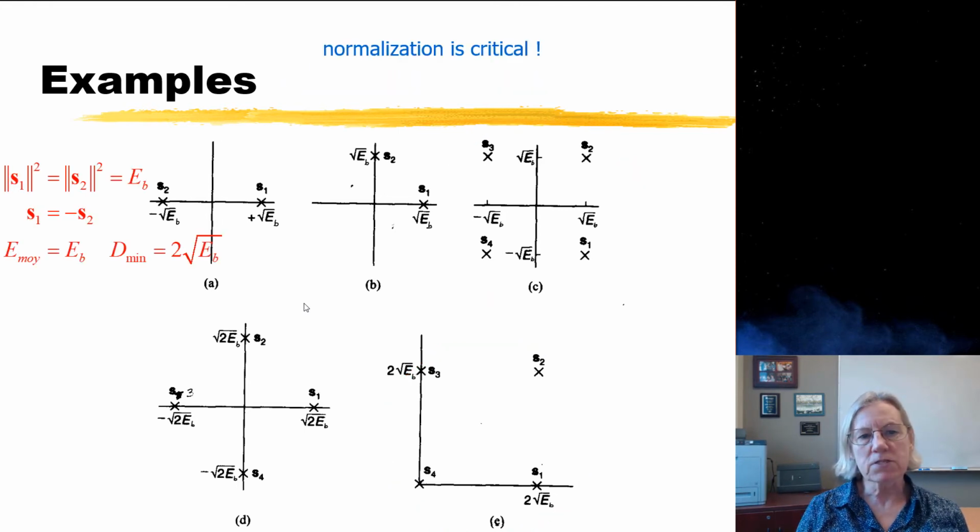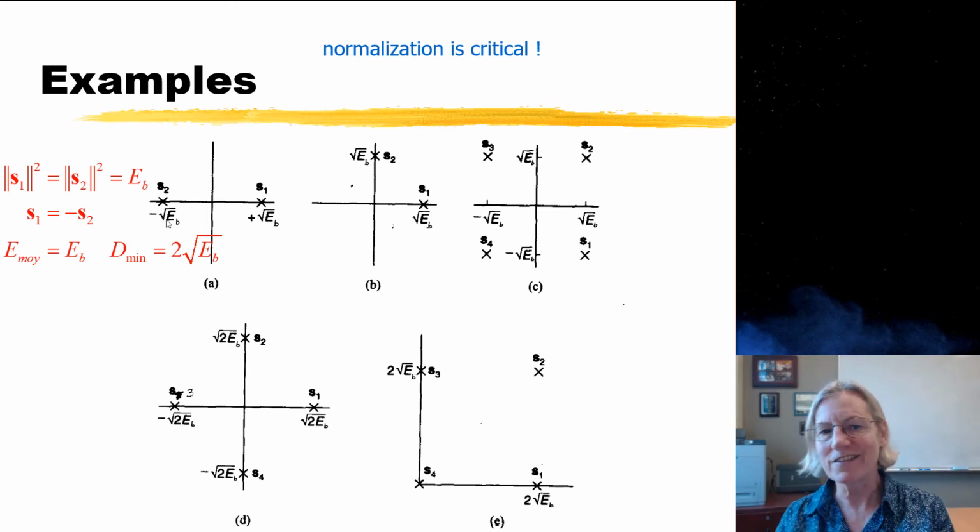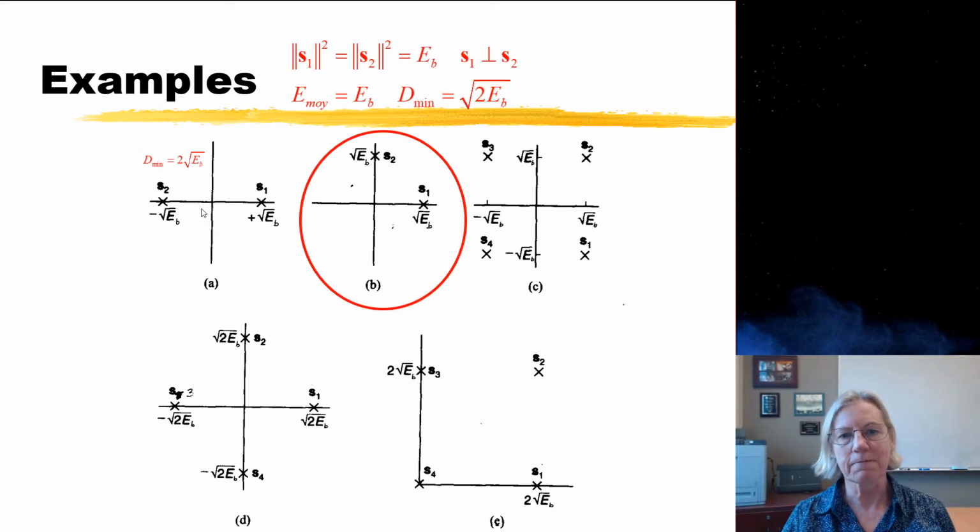So let's check the normalization. What's going on here with the normalization? How do we get it? We'll start here with the energy of symbol 1 squared. The energy is the L2 norm. So S1 squared and S2 squared are both equal to EB. And then clearly the average energy per bit is EB, and the minimal distance we can read here. So this EB, the markings on this drawing are correct. This is correctly scaled for signal space.